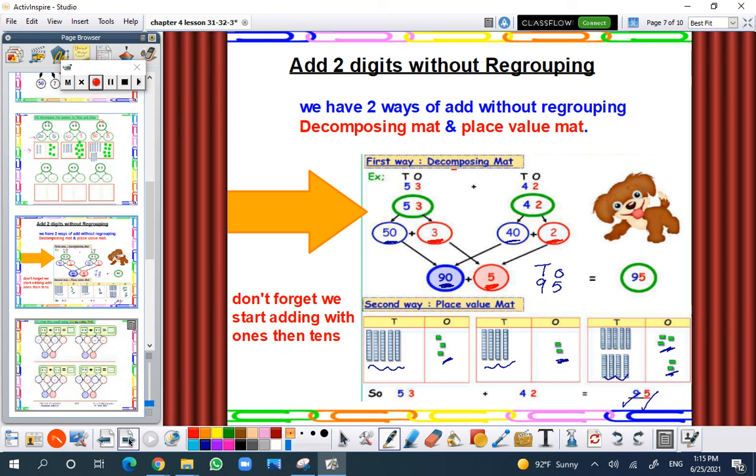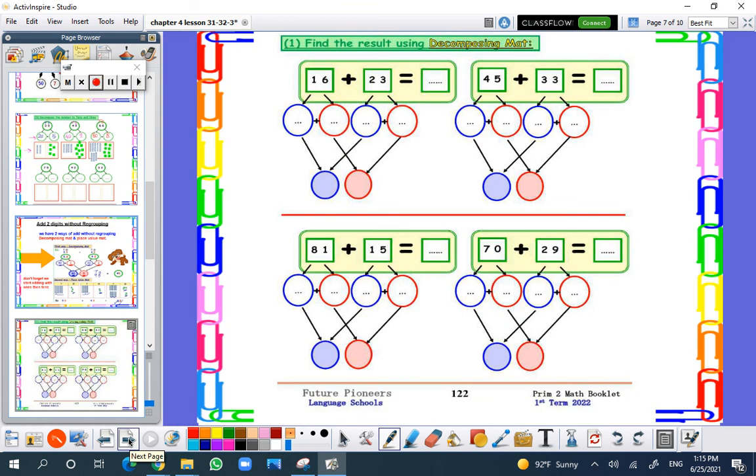To be more clear, let's go to the exercise. So find the result by using the decomposing method. So let's start. 16. So what is the first step? I'm going to write T-O.